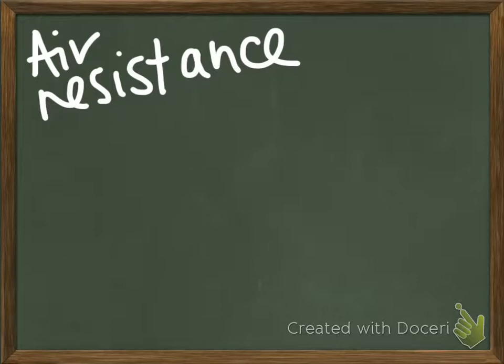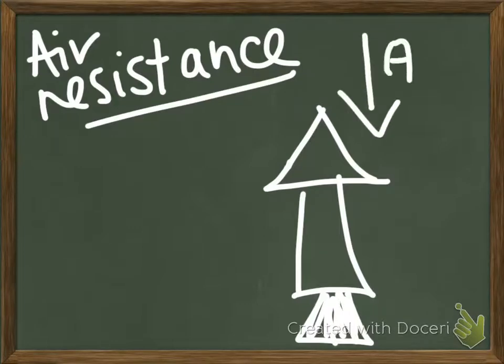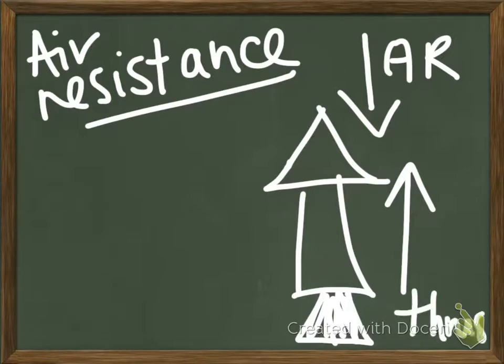Okay, so air resistance. It acts on an object as it moves through the air. So if this is my rocket, air resistance going this way pushes down against it. So air resistance opposes the rocket's motion. So upwards we have thrust, downwards we have air resistance. So it's most noticeable for objects that travel at high speeds, like rockets or planes, for example.